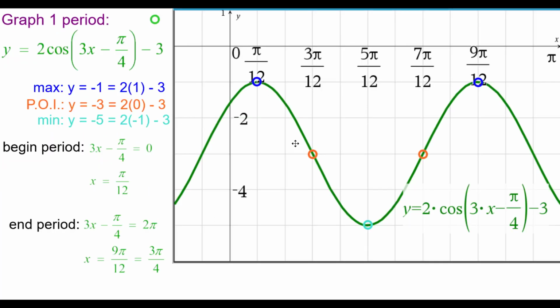So this is the graph we got. I showed where the max, point of inflection, and minimums, where the y values are, the beginning of the period, the end of the period, and then I labeled these in color so that you could see where your key points of interest need to be. Pause as needed.